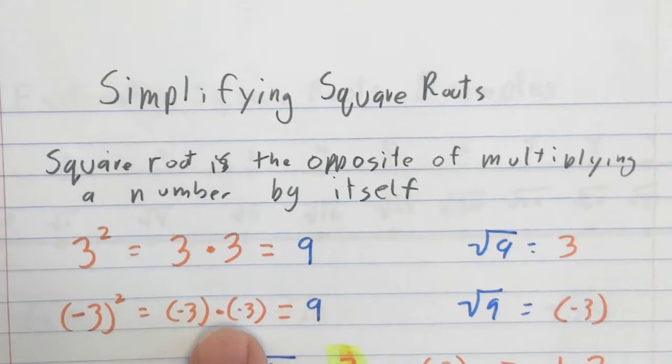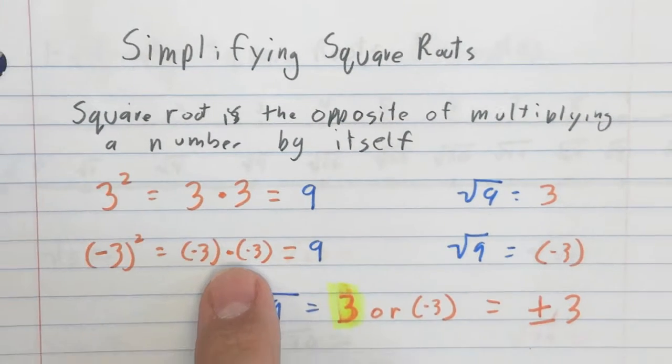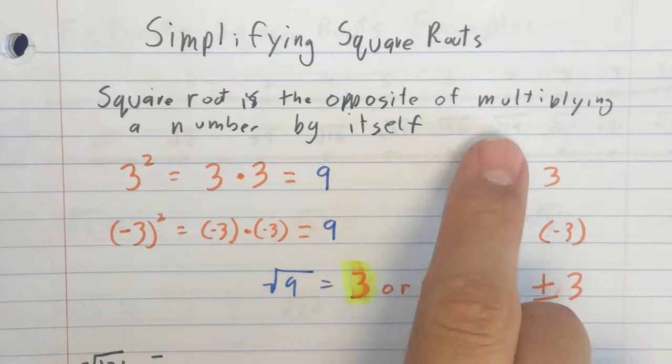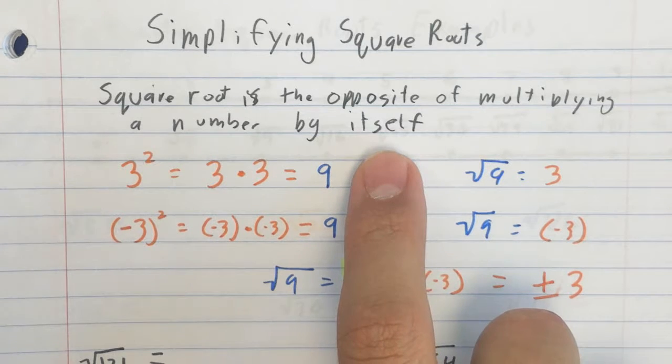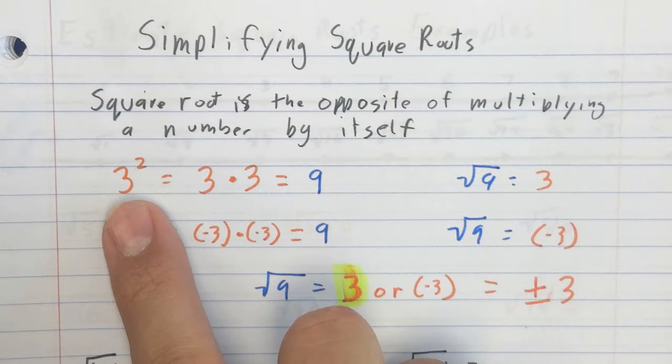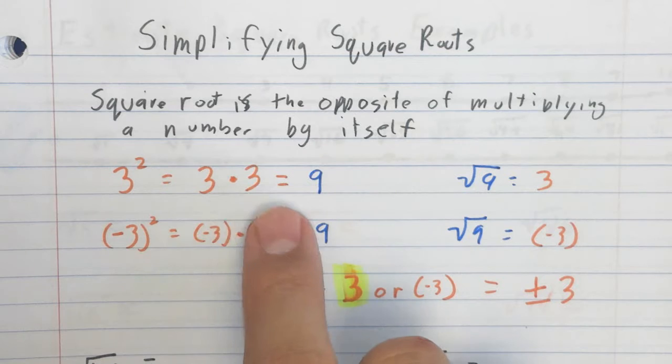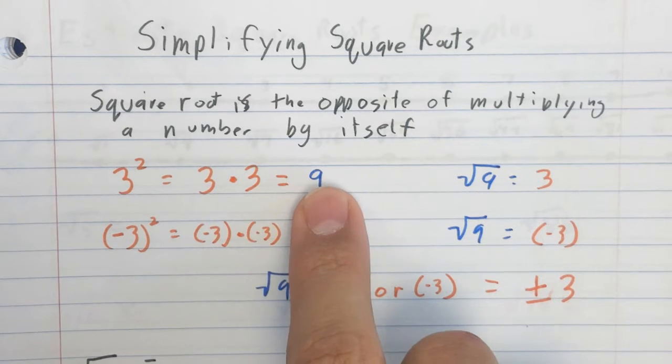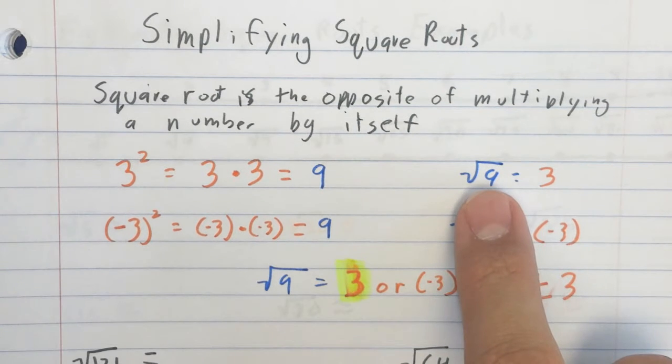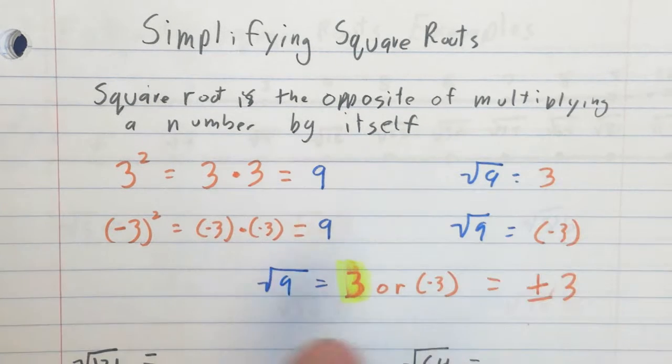Just a quick reminder of what a square root is. A square root is the opposite of multiplying a number by itself. Let's take 3 squared, for example. 3 squared is 3 times 3. 3 times 3 is 9. So if I were to ask for the square root of 9, the square root of 9 would be 3.